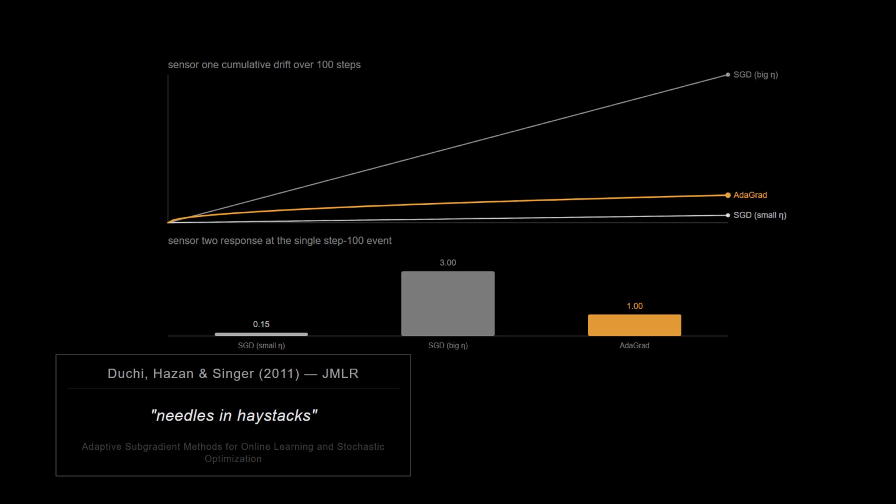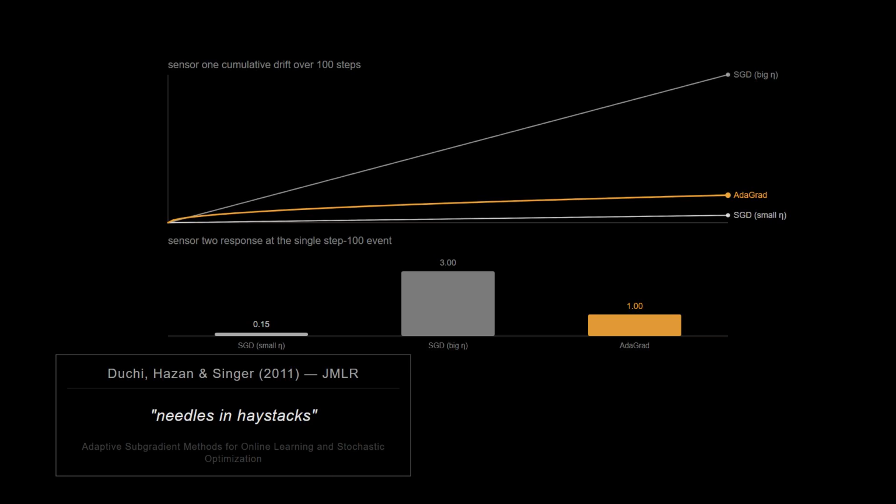Now watch AdaGrad using that exact same larger step size, no retuning at all. Sensor 1's own accumulated history reins it in automatically. Total drift stays under 20 units, 5 times more stable than plain gradient descent at that setting.